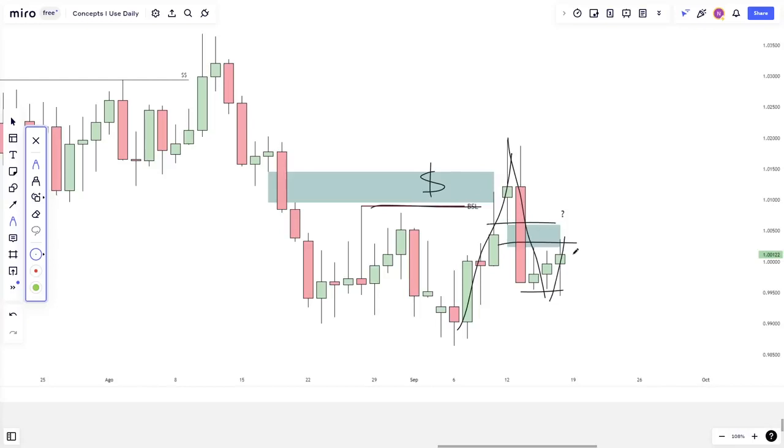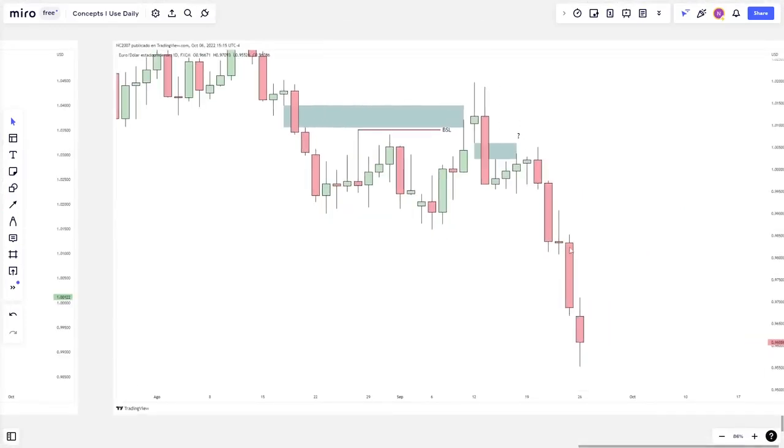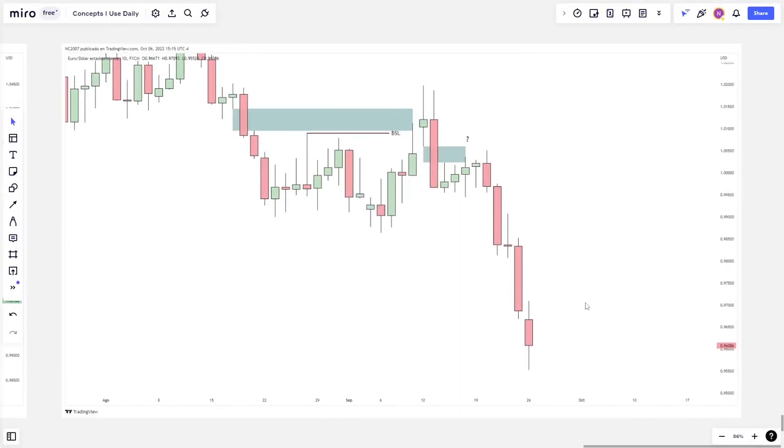Retraces back into a fair value gap. What am I going to expect here, if anything else than a bearish continuation? Nothing, right? So that's actually really cool. I never used the drawings in this app, and this is exactly what happens, right? This is exactly what happens.